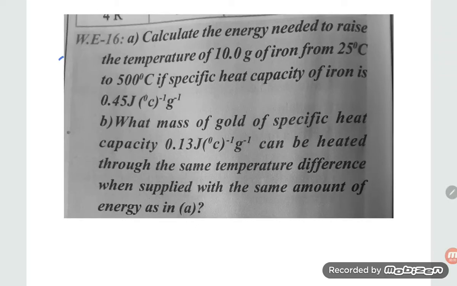Hello students, let us solve one problem based on the molar heat capacity from the thermodynamics chapter. So what is the question? This question is taken from Narayana Need book.